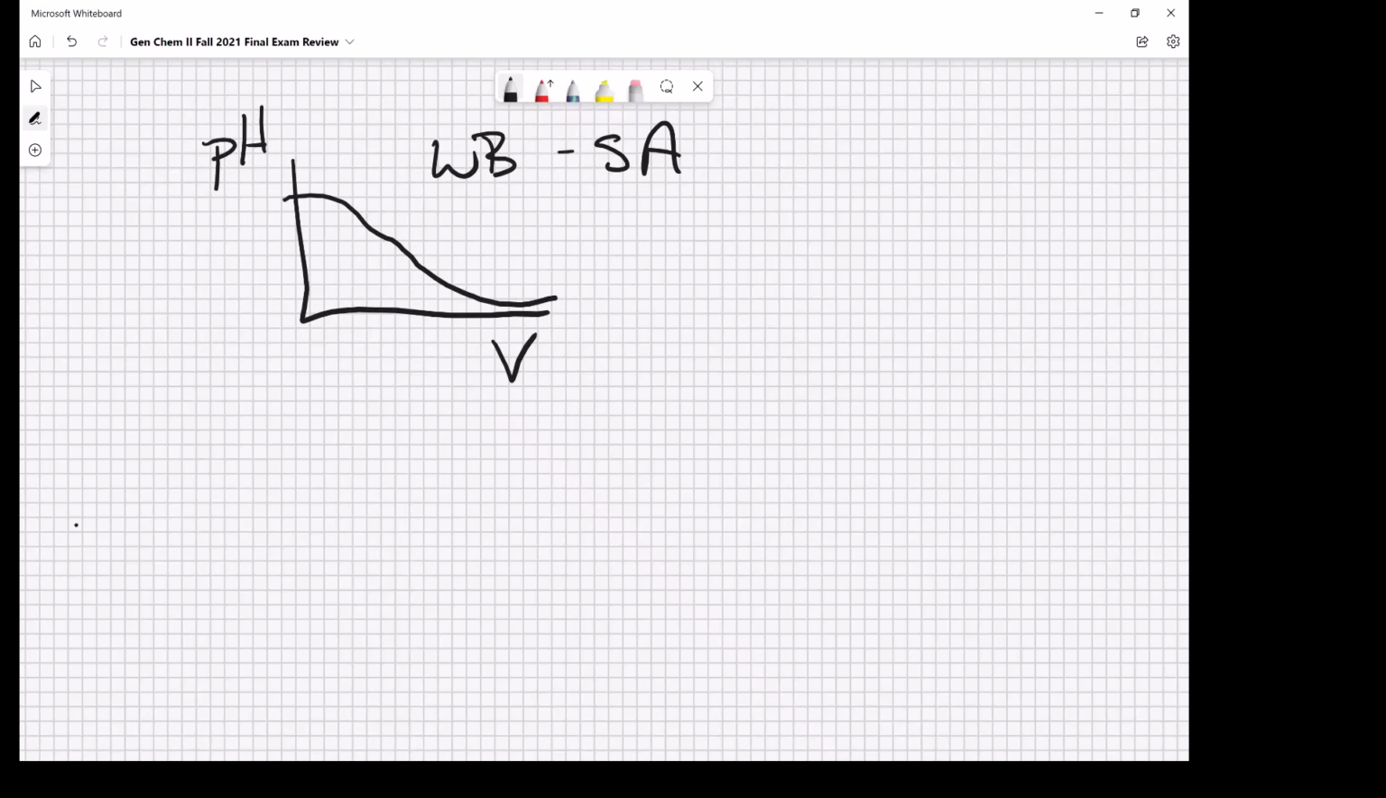All right, so let's assume something like 0.5 molar NH3, and let's titrate it with 0.1 molar HCl. Weak base, strong acid. So can we calculate what is the initial pH of the solution?